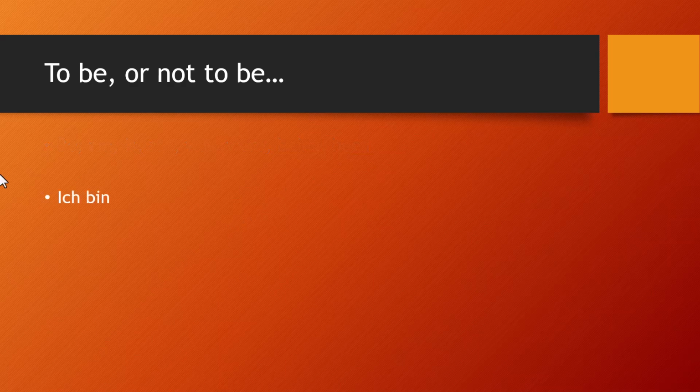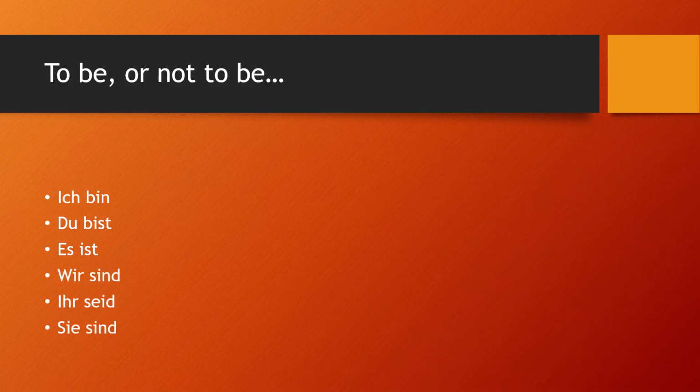But in German, the verb is sein, S-E-I-N, which looks a lot like the possessive adjective his, which is sein, but this is sein, right? Two syllables, sein. Ich bin, du bist, er ist, es ist, sie ist, right? All three of those are going to be the same, er, es, sie. Wir sind, ihr seid, und sie sind.